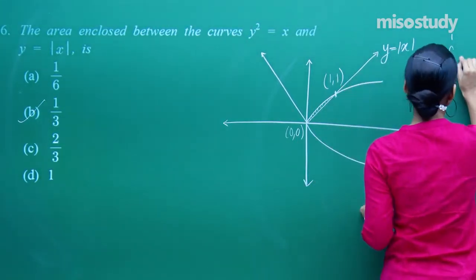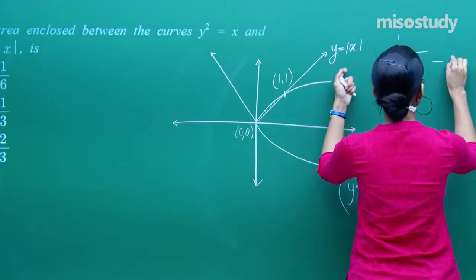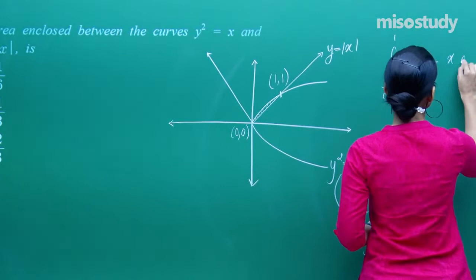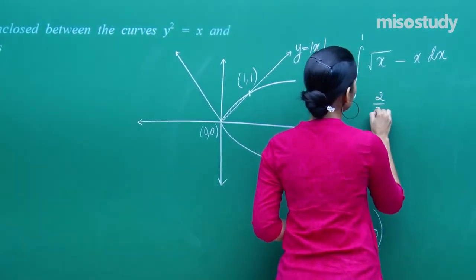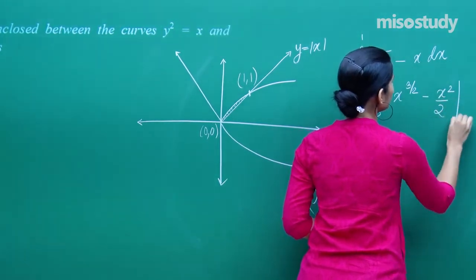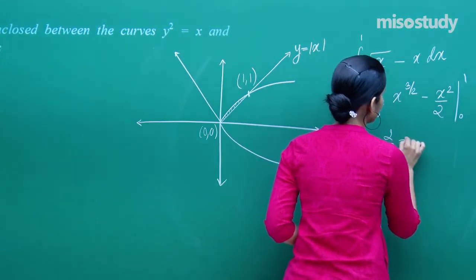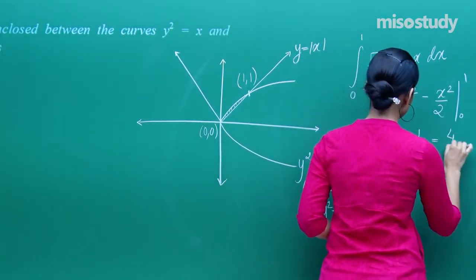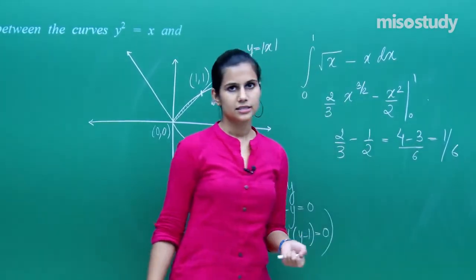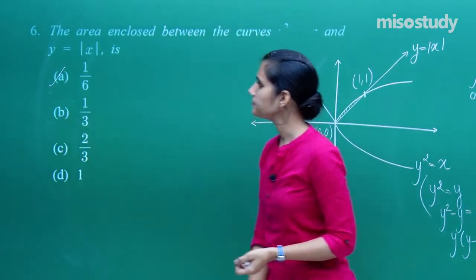This is root x minus y equals x, because from 0 to 1 mod x is positive. So this dx. This becomes 2 by 3 x to the power 3 by 2 minus x square by 2 from 0 to 1. This gives you 2 by 3 minus 1 by 2, which gives you 4 minus 3 by 6, again 1 by 6. And this time this is your answer.